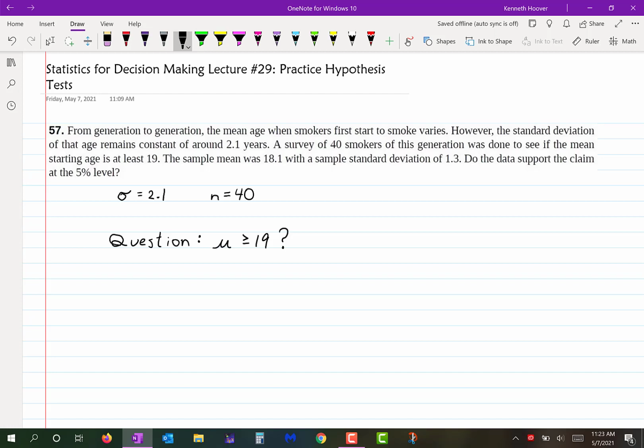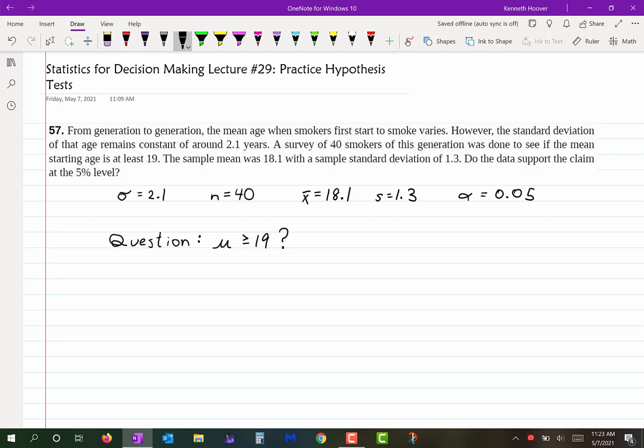Okay. The sample mean was 18.1. Okay, let's write that down. X bar is 18.1. With a sample standard deviation of 1.3, okay, S is 1.3. Do the data support the claim at the 5% level? So our level of confidence here, or significance, is 5%.